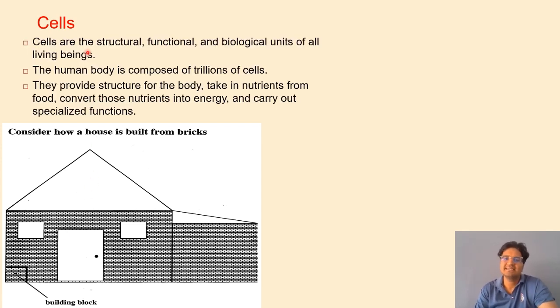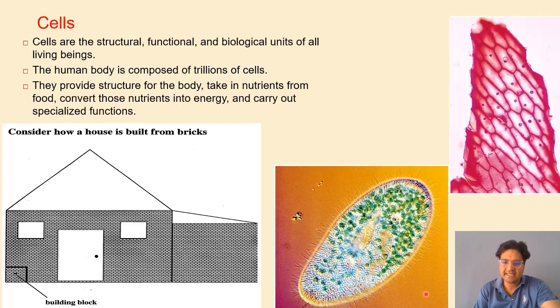So what is a cell? A cell is the structural, functional, and biological unit of living beings. Our body is composed of trillions of cells. They provide structure to the body, take nutrition from food, convert nutrition into energy, and carry out specialized functions. As you can see in the picture, these are the cells.